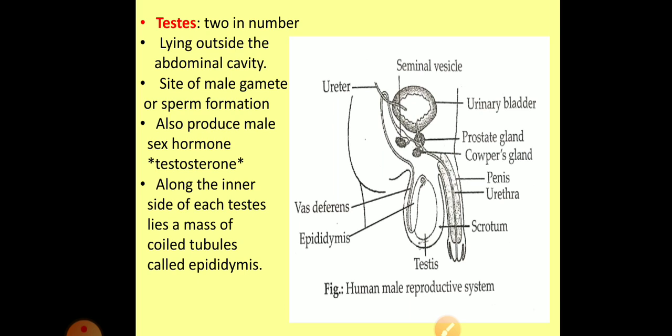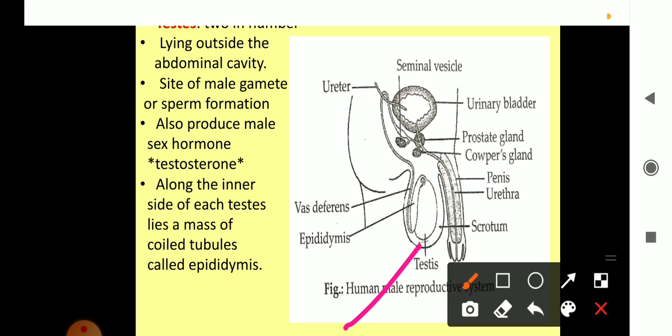Scrotum, it is a pouch of skin which is divided internally into two, right and left, scrotal sacs by a muscular partition, and the two testes lie in the respective scrotal sacs. The scrotum acts as a thermoregulator and provides an optimal temperature for the formation of sperm. The sperm develop at a temperature 1 to 3 degrees centigrade lower than the body temperature. Otherwise, they will not survive.